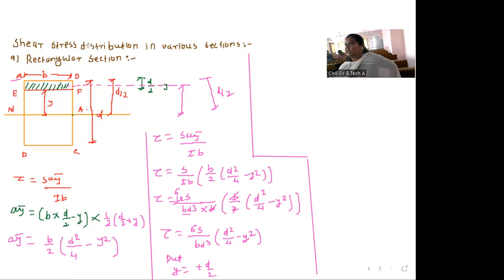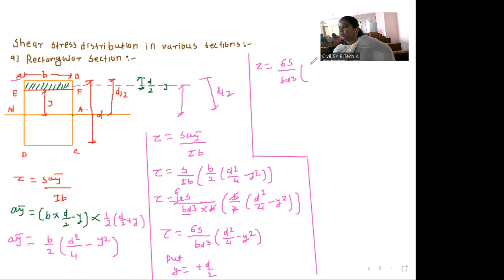Okay, so our basic equation is 6S divided by b d cube, into d square by 4 minus y square. So here we have to put the value of y square. So tau is equal to 6S divided by b d cube as it is, into in bracket d square by 4 as it is, this minus sign as it is, and we are putting d by 2. So d square by 4. When we put d square by 4, automatically this term will get cancelled. So tau is equal to 0. So shear stress at top is equal to 0.